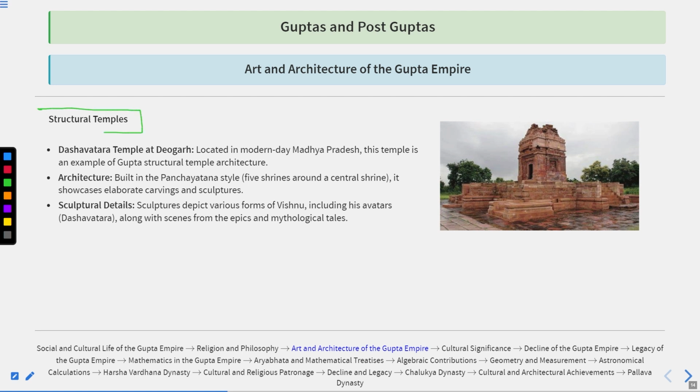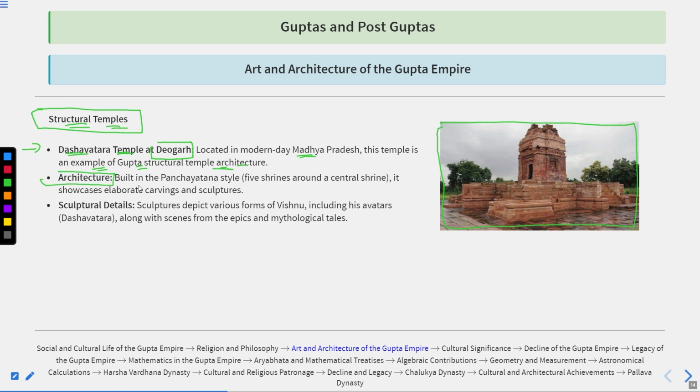Thereafter, the second type that was present there was the structural temples, like you can see here. There was no previous stone slope; the entire temple was constructed with the help of rocks and all. A famous example is the Dashavatara temple at Deogarh, located in modern day Madhya Pradesh. This is a simple example of good structure and temple architecture.